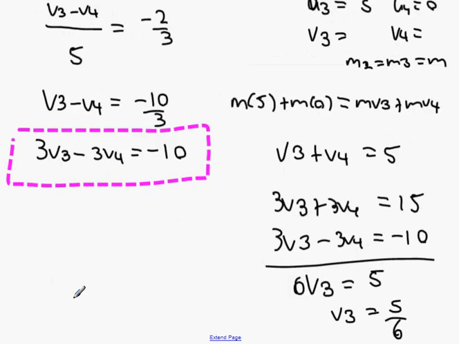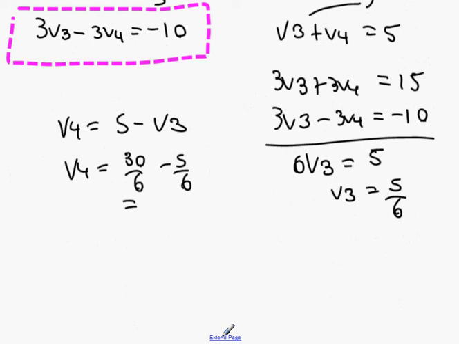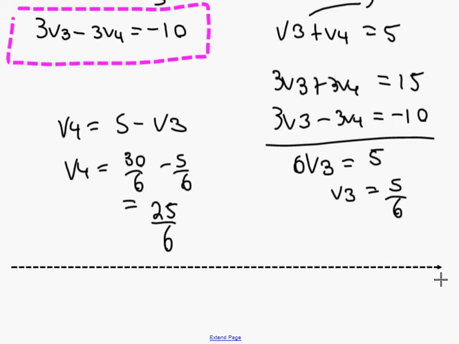So we'll find out what V4 is. V4 ends up to be 5 minus V3, using this equation over here. V4 ends up to be 5, which is 30 over 6 minus 5 over 6 ends up to be 25 over 6. Safe to say that V4 is safe. C isn't going to be in any more collisions anytime soon. So that's your second collision, okay?